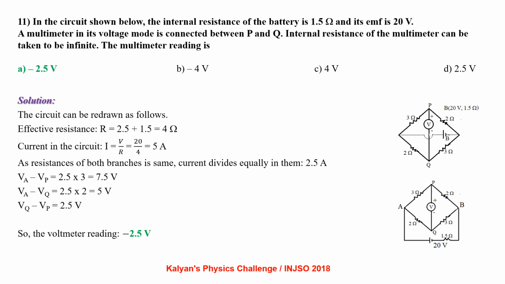VA minus VP equal to 2.5 into 3, that is 7.5 volt. VA minus VQ equal to 2.5 into 2, that is 5 volt. From both the equations, we have VQ minus VP equal to 2.5 volts. So the voltmeter reading is minus 2.5 volt.